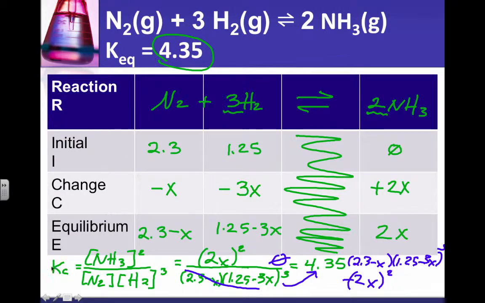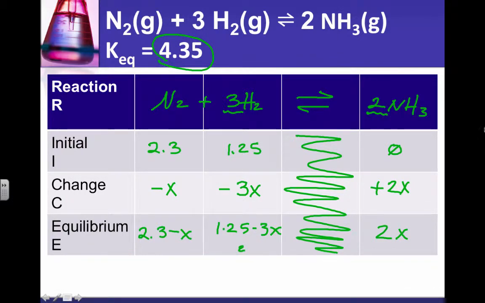Okay, so after all of this, we've determined the value of x to be 0.301 moles per liter. But that doesn't answer the question. The question says, what are the total concentrations of all species once equilibrium has been established?